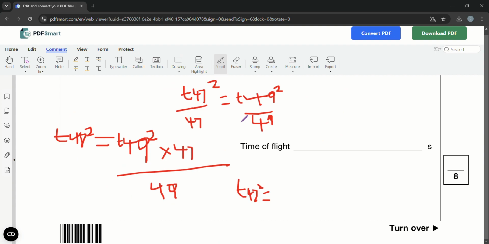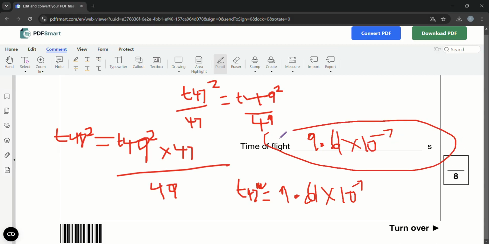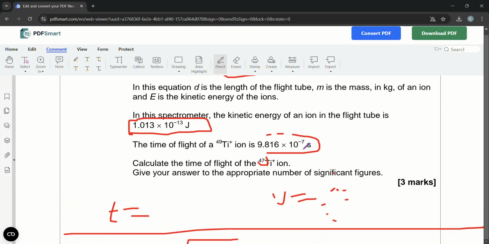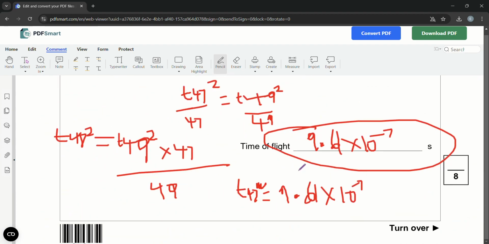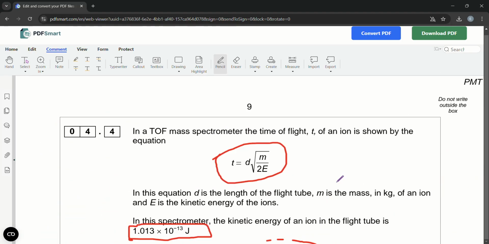Now we're going to square root the answer, and we get T47, not squared, equal to 9.61 times 10 to the power minus 7 seconds. Does it say an appropriate number of significant figures? Well, that is to 3 significant figures, so it should be fine. And that is the final answer. That is the end of question 4.